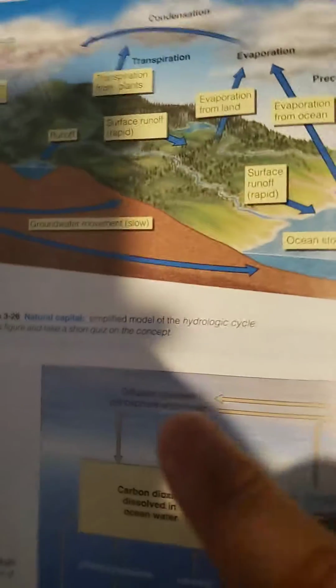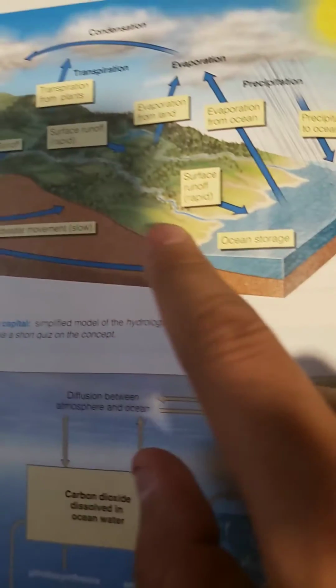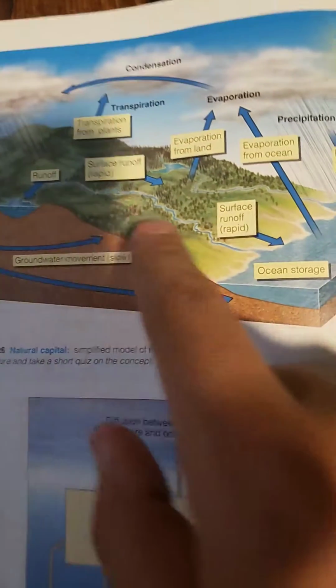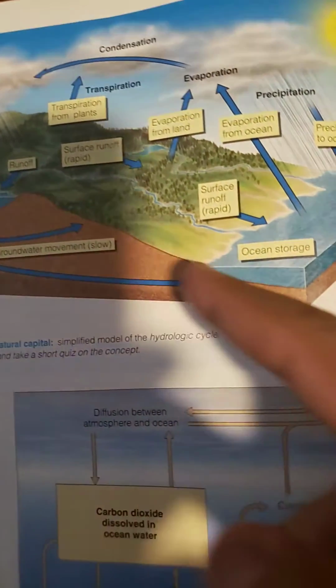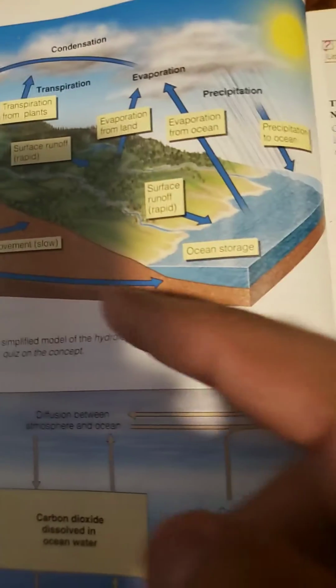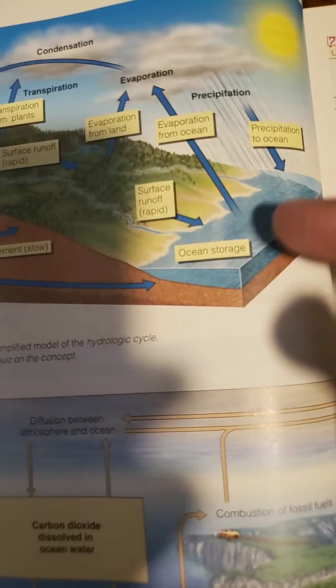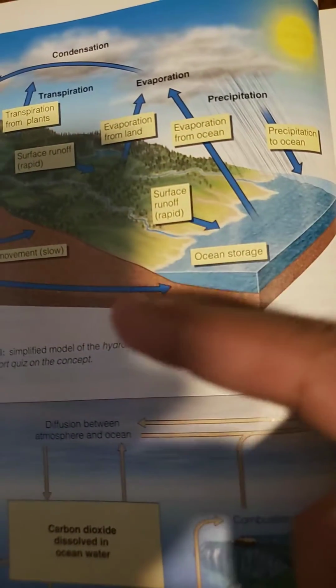Alright, so let's go over the simple water cycle. On page 71, I just want you to look at the figure. You guys should know it by now. Let's start with our surface runoff. Basically we get water coming into whatever ocean storage it is. It can be the ocean, it can be a lake or whatever.